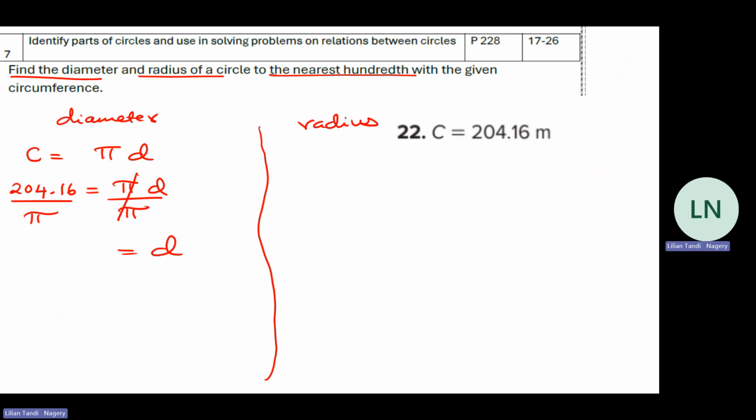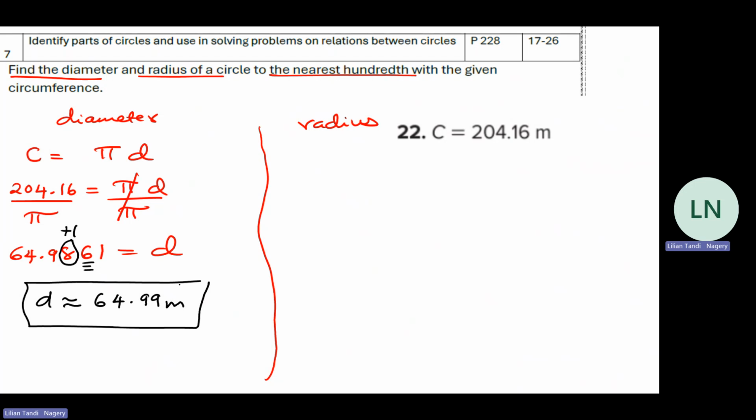Go to your calculator. 204.16. Divide, shift, put pi. Then that will give you 64.9861. Round to the nearest hundredth, circle the 8, circle the digit that is 2 places from the decimal, underline the digit after the circle. Ask yourself, is this digit 5 or more? If you say yes, add 1 to the circle. Diameter is approximately 64.99 meters. And you box your answer.